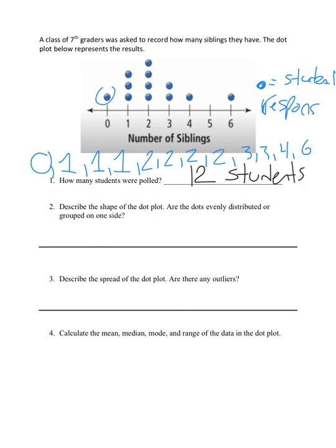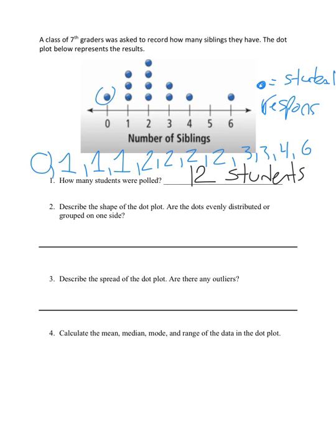Now, if the question was asking how many total siblings are there, that's where we would use the numerical value of the dot. In this case, we'd add up all those numbers, 0, 1, 1, 2, 2, and so on to get the number of siblings. We want the number of students surveyed that's represented by each dot. Okay, so just 2 different questions.